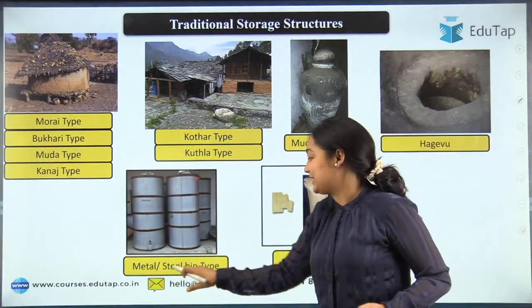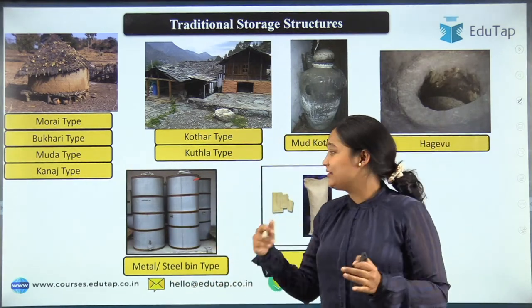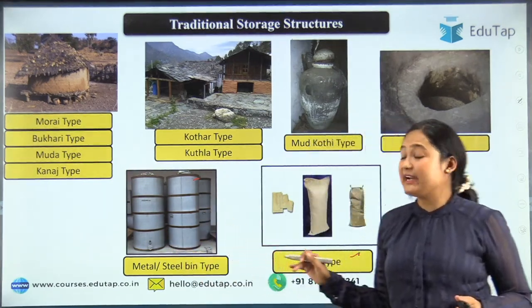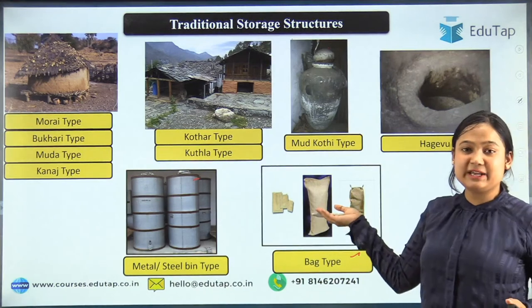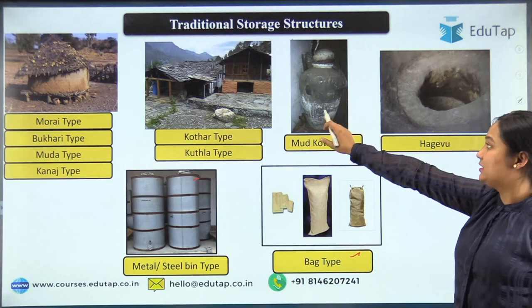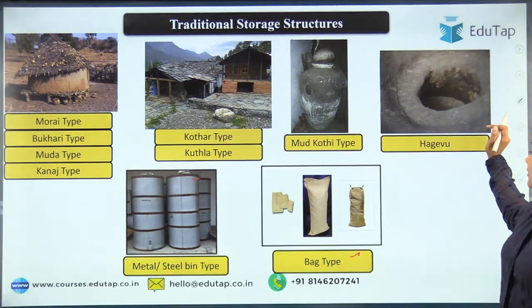I think the metal steel bin is the type you have seen even in pictures or movies. These are the most common types. And the bag type, I think everybody has seen again. These two are very common. Then talking about the mud kothi, this was used in Bihar.